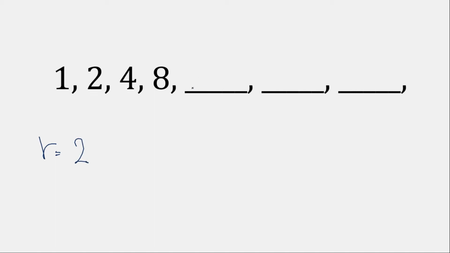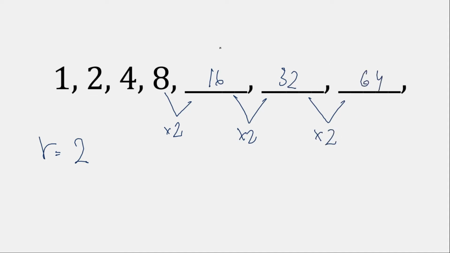Now to get the next term, all we have to do is multiply 2 by the term that precedes it. So 8 multiplied by 2 is 16. 16 multiplied by 2 is 32. Then 32 multiplied by 2 is 64. So this is a geometric sequence.